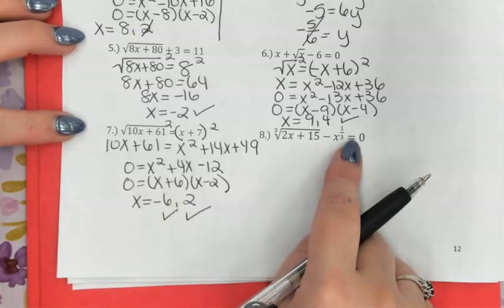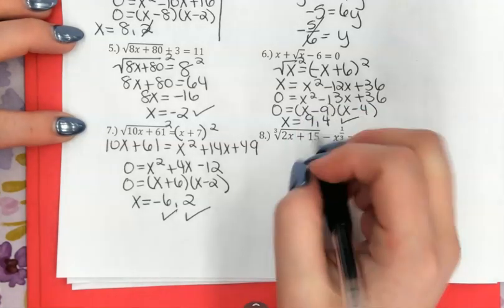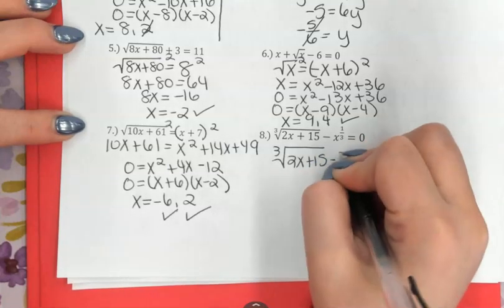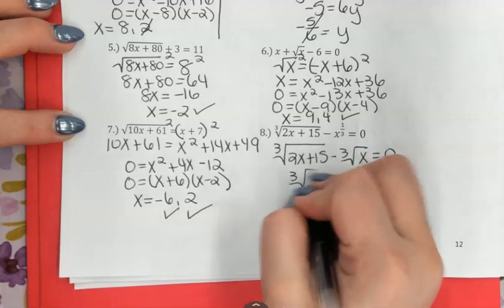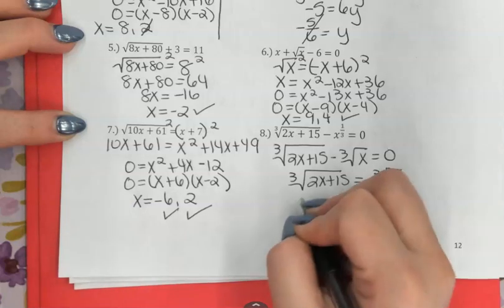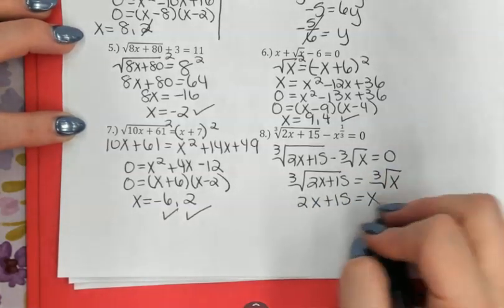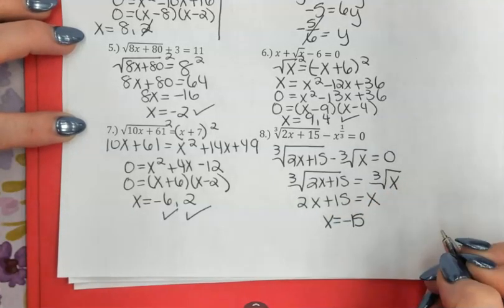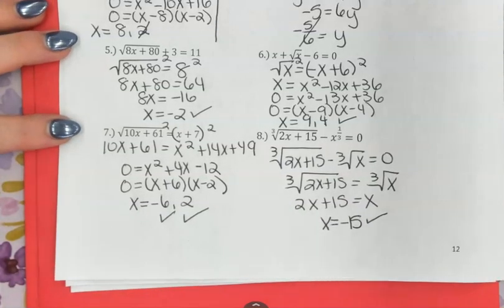All right, 8. What do I do here? Well, this really means cube root, right? This is cube root of 2x plus 15 minus the cube root of x. So if I just move that one to the opposite side, I can cube both of those to get 2x plus 15 is equivalent to x. And I can just rearrange this to solve. x is going to be negative 15. And this is a cube root, so I can have a negative on the inside. So that one does indeed work.